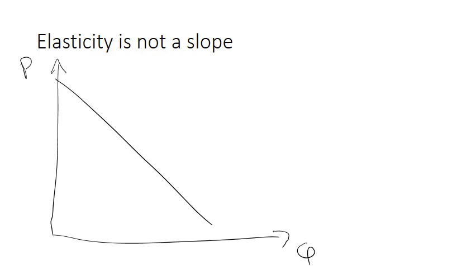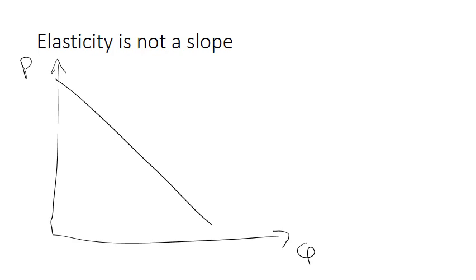Okay, let's tackle another oddity of elasticity. Elasticity is absolutely not a slope. It's not an expression of rise over run. It is going to vary across a straight line demand curve unless it's perfectly vertical, which would be perfectly inelastic, or if it's perfectly horizontal, it would be perfectly elastic.